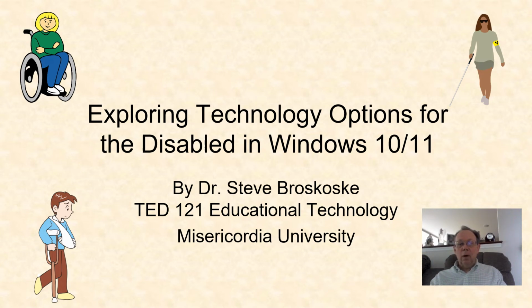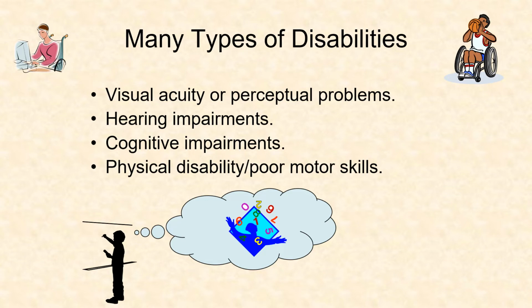In this video, let's explore some technology options that are available for the disabled provided through Windows 10. As a teacher, you're going to encounter students with many types of disabilities. For example, you're going to encounter students with visual issues or perceptual problems, students with hearing impairments, with cognitive impairments, students with physical disabilities or poor motor skills.